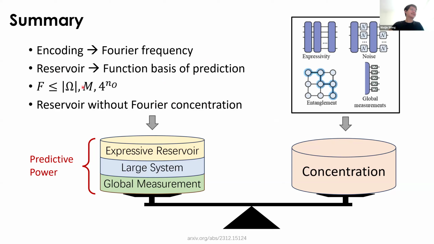I want to emphasize that the Fourier expressivity is upper bounded by the number of measurements. So basically, if you compare this with the classical case, this limitation tells you that you will not get some general quantum advantage if you use a quantum substrate, because you will always do the measurement in the end.